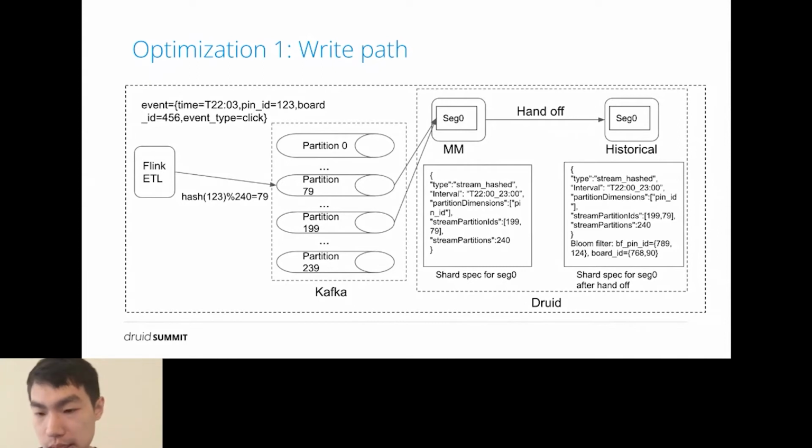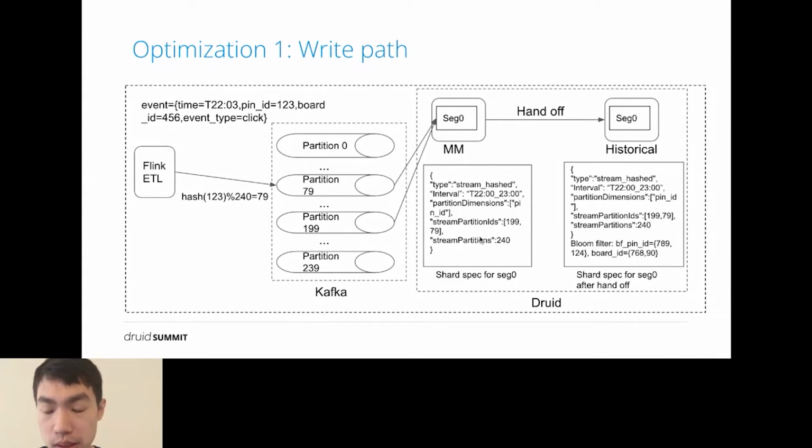So in this case, for example, we also add a Bloom filter for board ID. It means here if the event has board ID as 768 or 90, it will be present in segment 0.